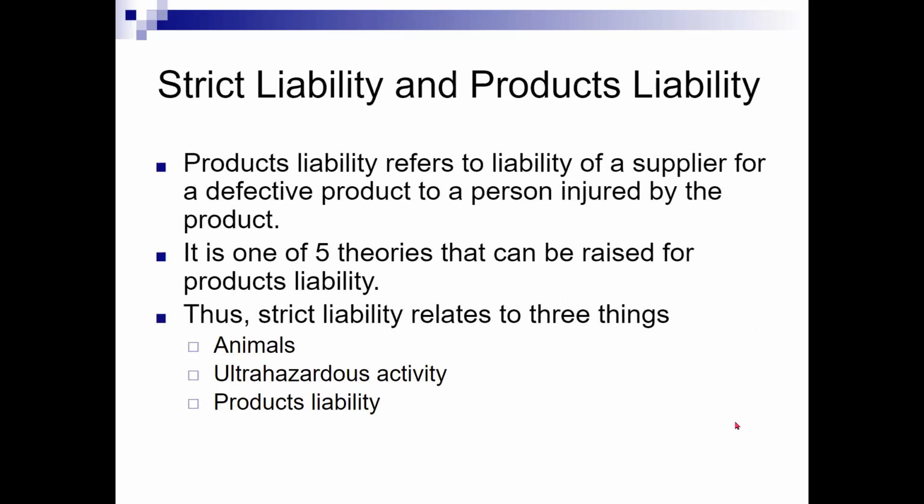Strict liability and products liability. Products liability refers to the liability of a supplier for a defective product to a person injured by that product. It is one of 5 theories that can be raised in products liability. Thus, strict liability relates to these 3 things: animals, ultra-hazardous activity, and products liability.